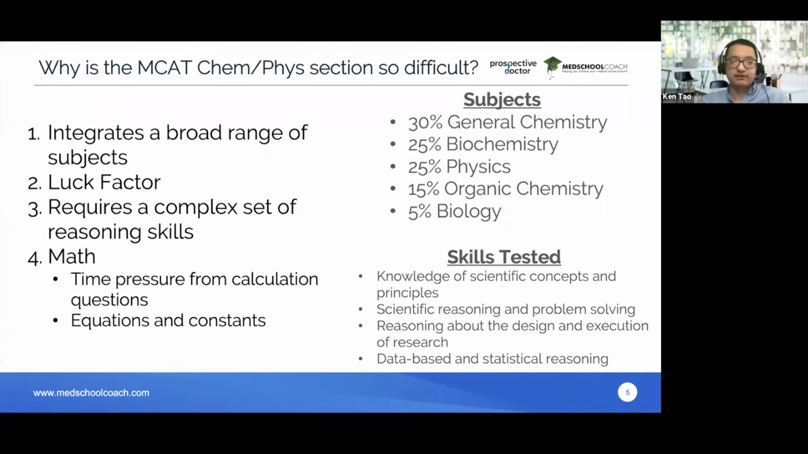Now, that's not necessarily a perfect strategy because there's a number of flaws to that approach, but it is a very real thing that for many students, just because you have calculations, there are equations and constants you have to think of and figure out how to use, this can slow students down. And because of that, a lot of students have pacing issues when it comes to the Chem Phys section. So you can see here, there's really quite a lot of reasons why the Chem Phys section is a very difficult section of the exam.